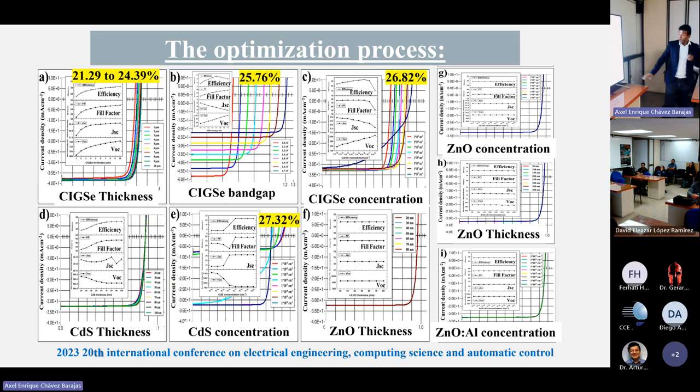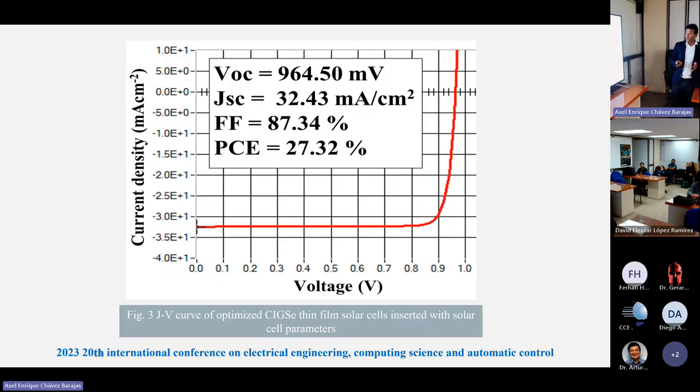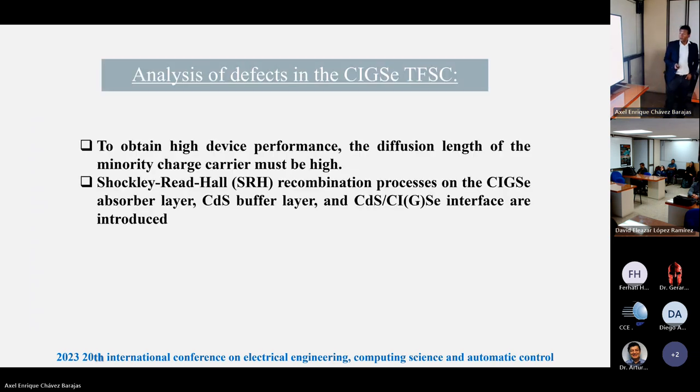charge carriers. We varied the zinc oxide parameters, and here we couldn't find any difference or change. So after that, this is the optimized efficiency for the CIGS thin film solar cells, which is 27.32%.